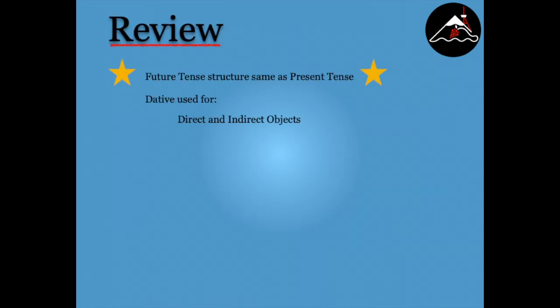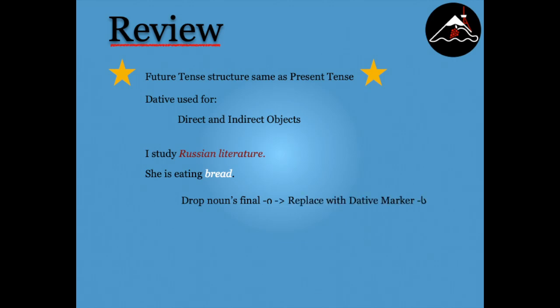In the present tense, it is used to mark the object and indirect object of a sentence, such as this: I study Russian literature. She is eating bread. To form the dative case, replace the final e with the dative marker s. Otherwise, add the dative marker to the end of the noun.